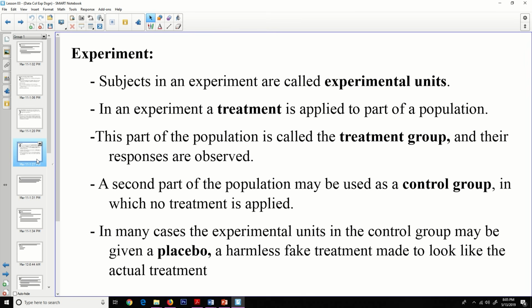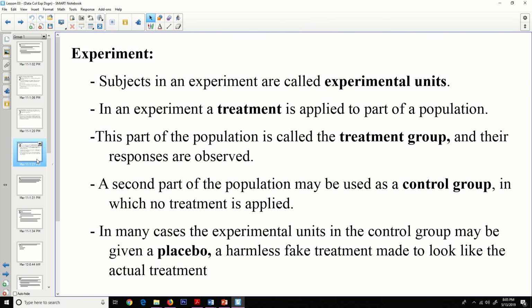An experiment. In an experiment, the subjects of that experiment are called the experimental units. So we got some definitions here. In an experiment, a treatment is applied to part of the population. So you're going to do something to part of the population. You're going to leave the other part of the population alone, or do something different with them. And then you're going to examine what happens to them after that.